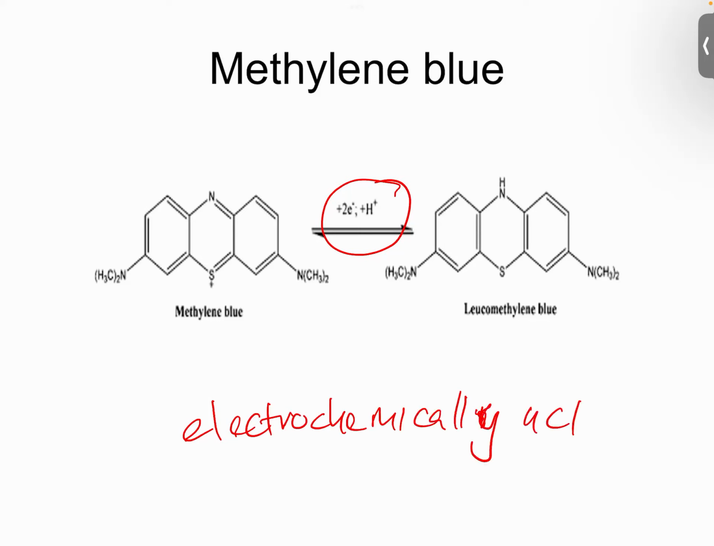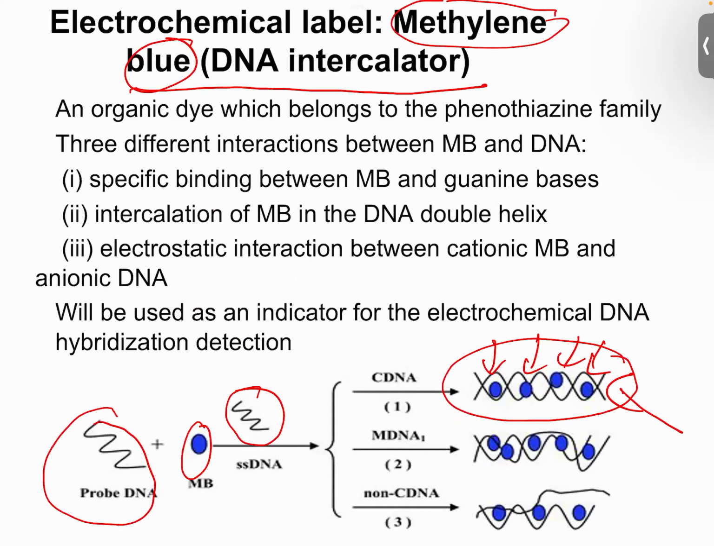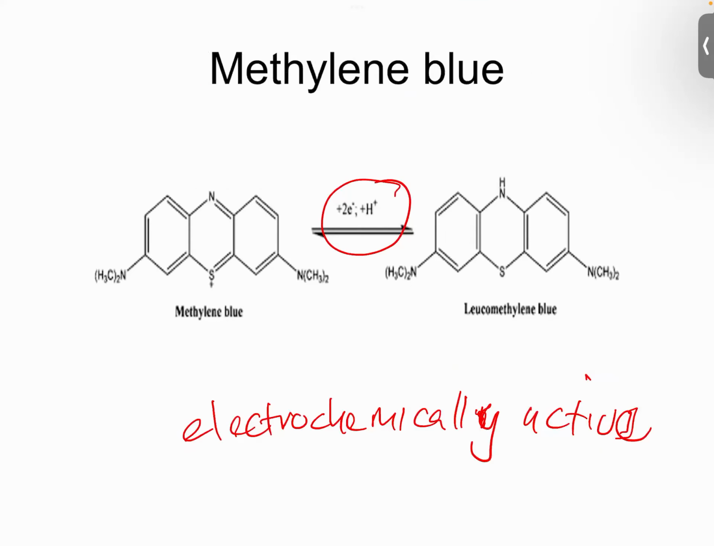Chemically active. So if you have that inside the hybridized DNA, it can tell you how good the hybridization rate is. If there is a lot, it means your hybridization is very good, which is an indicator of yes, positive, you have that virus, that bacteria or whatsoever.